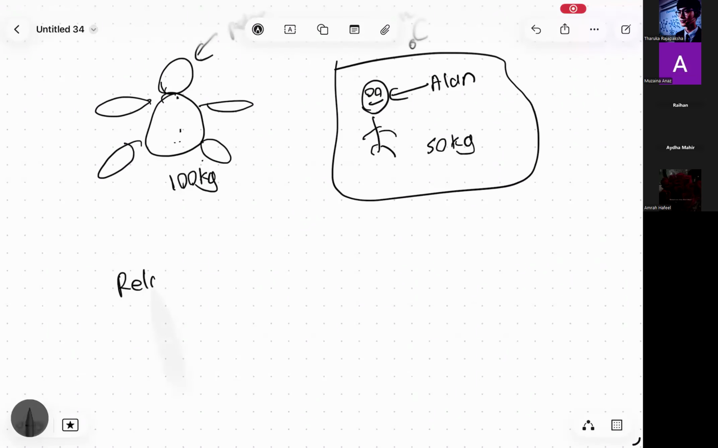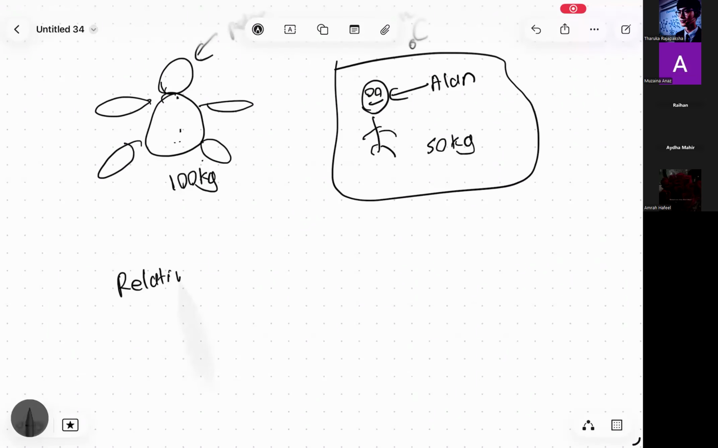People, the relative mass of Peter is equal to what? Mass of Peter divided by 1/12 the mass of Alan. Right? That is the atomic mass unit, or I'm calling it the Alan mass unit. This is what you're going to learn under relative atomic mass. This is the equation actually. So, mass of something with respect to another one.